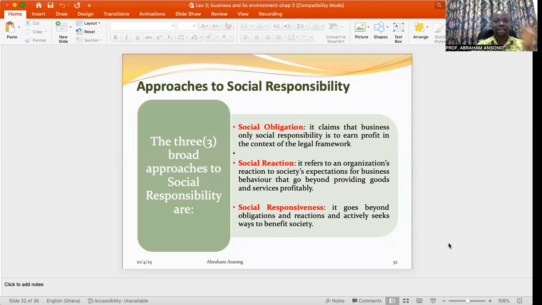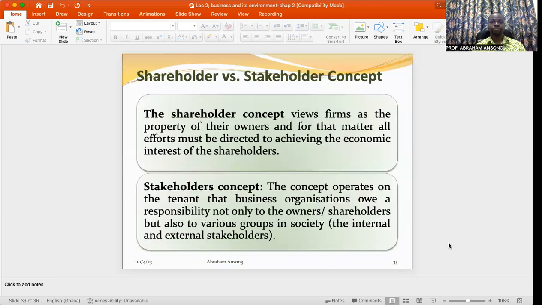But here, the difference is that they also wait for societal problems and then react to them or seek to solve those problems. The last stage is social responsiveness. It goes beyond obligation and reaction and actively seeks ways to benefit society. So those that use the last approach actively seek ways to benefit or help society, unlike the reaction approach where they wait for society to get into trouble before they try to solve it. Those that are responsive actually go out there to find out what the societal problems are and to help address them.